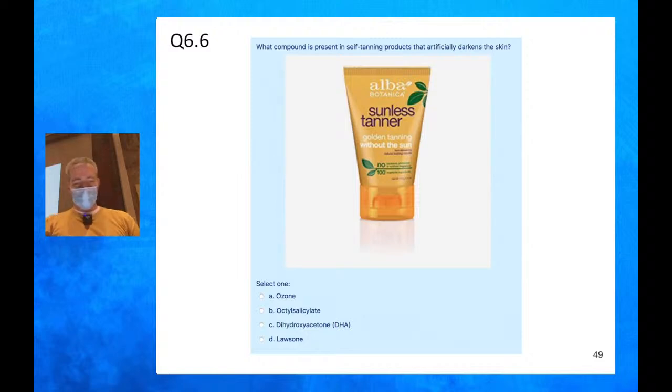A few more questions. What compound is present in self-tanning products that artificially darkens the skin? Oxybenzone, octyl salicylate, dihydroxyacetone, or lawsone? The correct one is DHA. Octyl salicylate is a common ingredient found in sunscreen. The name salicylate means it comes from salicylic acid, which comes from the bark of certain trees. And octyl means eight. It's got an 8-carbon chain attached to salicylate, and the point of the carbon chain is to make it blend into creams nicely, so you can use it as a sunscreen.